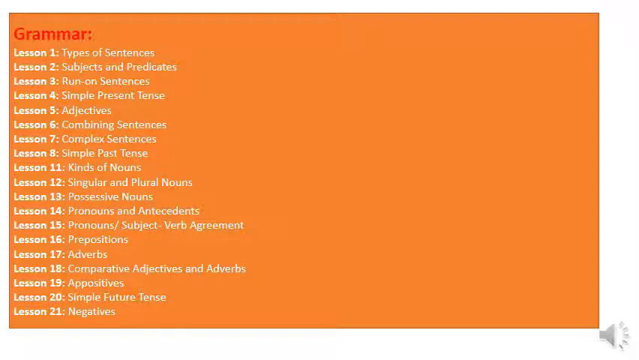So we are going to talk a lot about nouns. As you can see, there are many lessons which are related to nouns. Then we're moving to pronouns and antecedents, pronouns and subject-verb agreement, prepositions, time and place prepositions, adverbs, comparative adjectives and adverbs, appositives. Then we're moving to a new tense, which is the simple future tense, and the last lesson will be negatives. So this is the list of the grammar lessons that we are going to cover throughout the year.